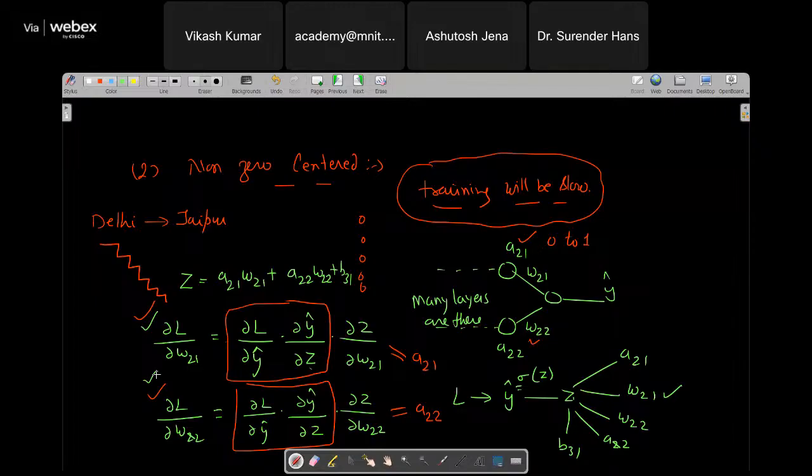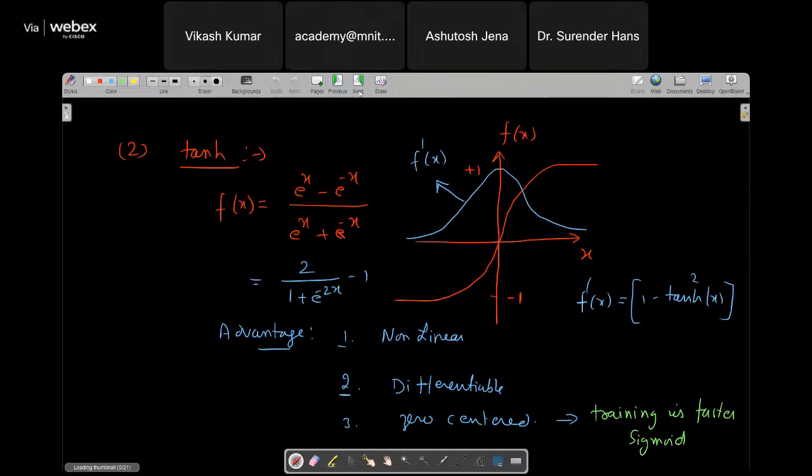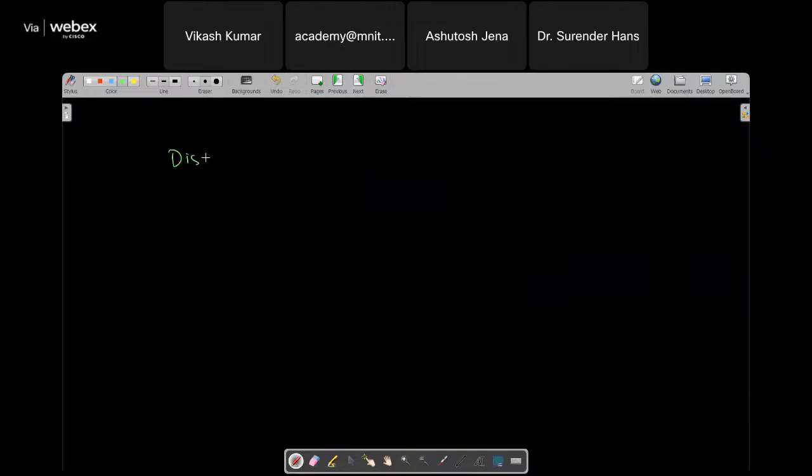Like going from Delhi to Jaipur, if I cannot take a left turn, or let's say I cannot take a right turn, then it will take more time to reach Jaipur. So here the zero center, this tanh, that is the advantage. Now let's come to the disadvantage side.